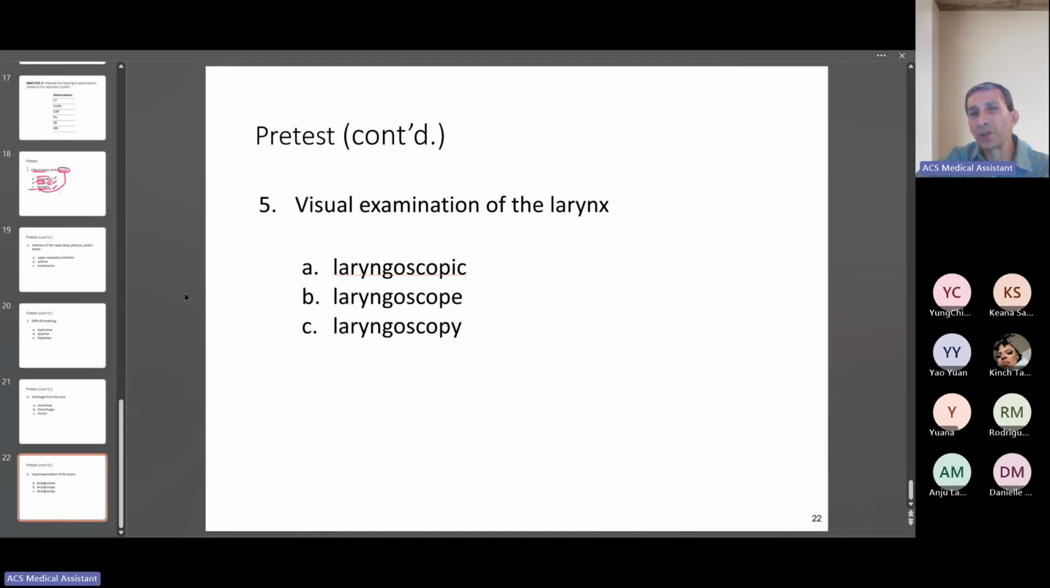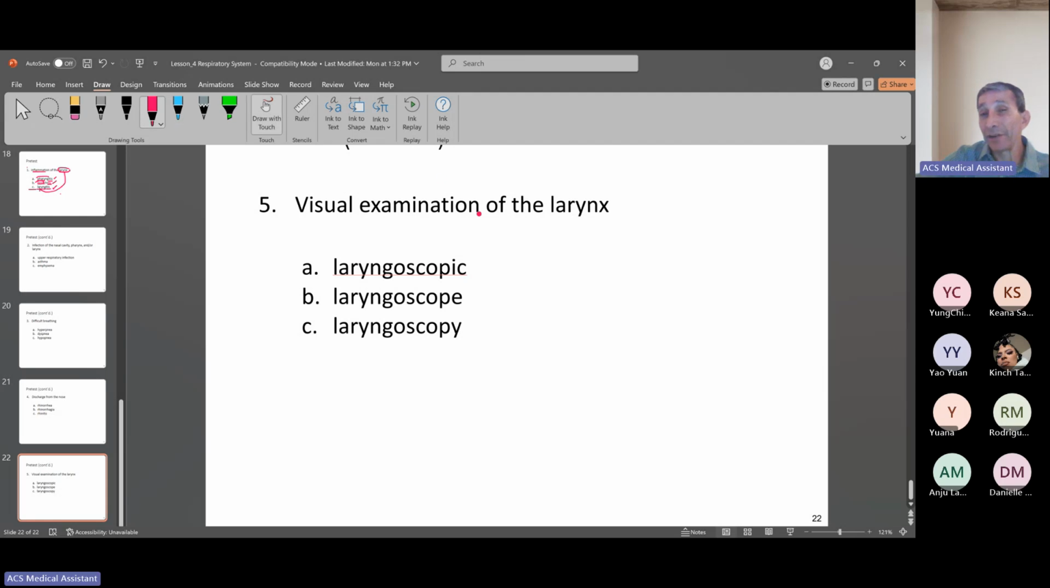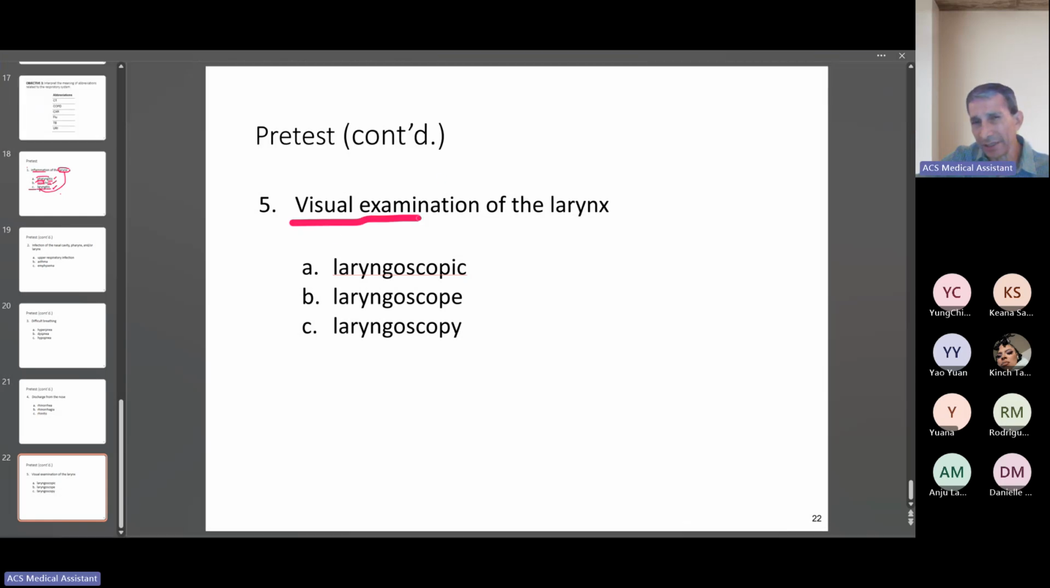Number 5, visual examination of the larynx. Be careful right here because it says visual examination. So that's what you're going to look for. Remember that these terms usually are very tricky. You need to mix them up. A, B, or C? Let's see how we're doing. Okay. Anyone else?